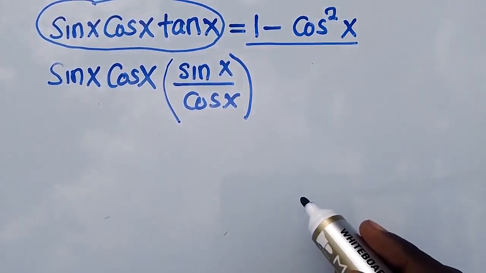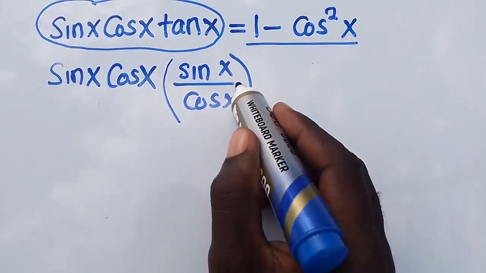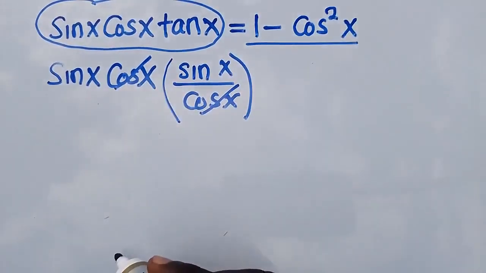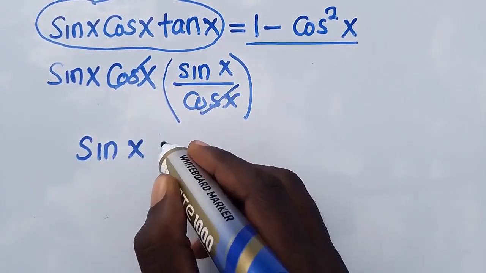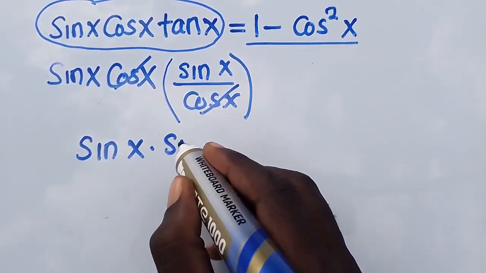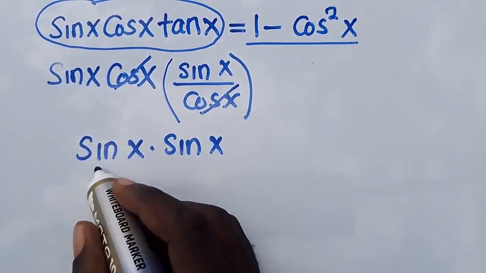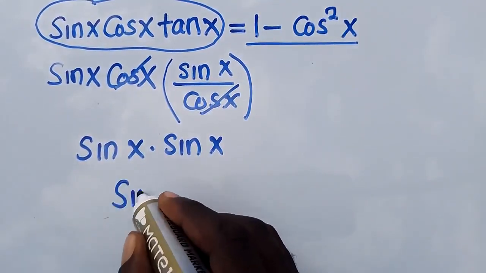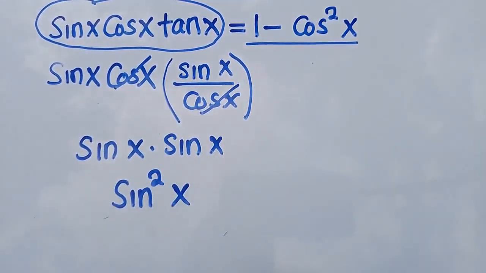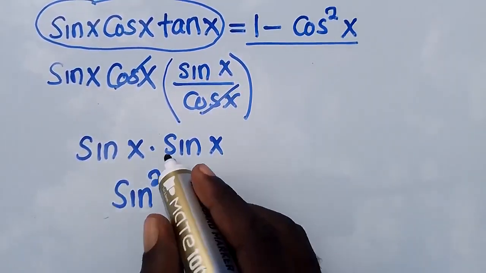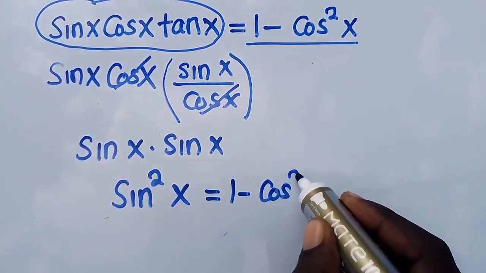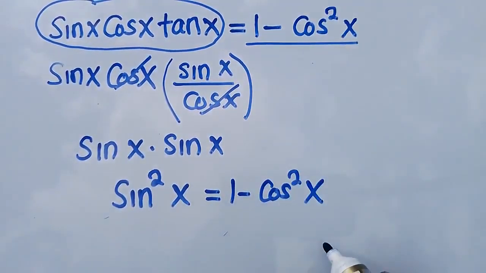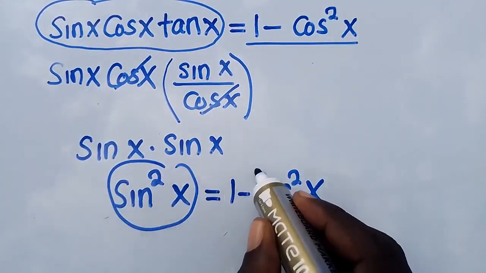So how can you go about this one? You know that this and that will be cancelled. These two are going to be cancelled. We are going to remain with sine x times sine x. So sine x times sine x, what do you have? Sine squared x. This is what we are going to have. So do you know that this one is just the same as 1 minus cos squared theta? So this thing here is just the same as this.